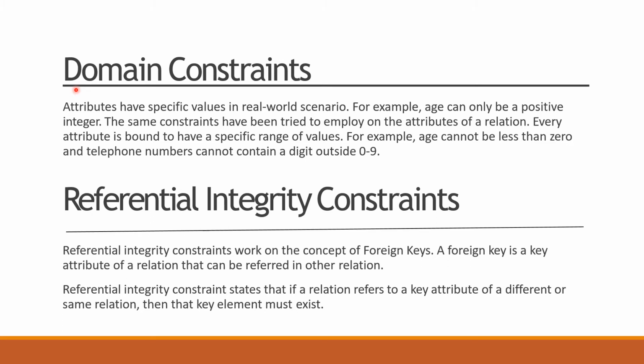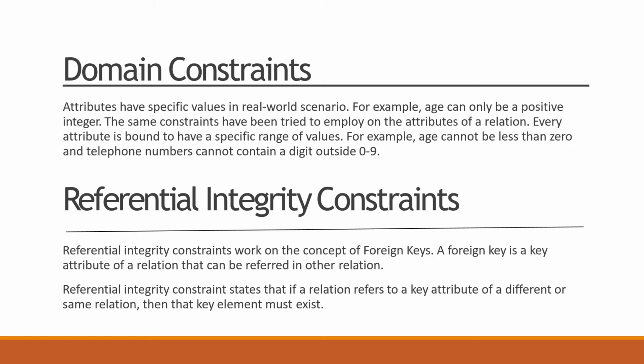Then we come to referential integrity. It works on the concept of foreign keys. A foreign key is a key attribute of the relation that can be referred in other relation. Referential integrity constraint states that if a relation refers to a key attribute of a different or same relation, then that key element must exist.